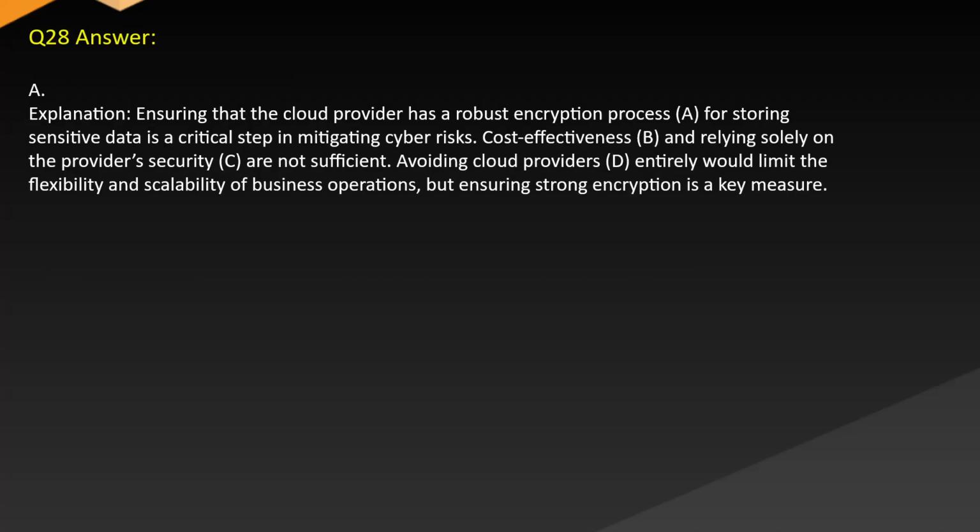Answer A. Explanation: Ensuring that the cloud provider has a robust encryption process for storing sensitive data is a critical step in mitigating cyber risks. Cost effectiveness (B) and relying solely on the provider's security (C) are not sufficient. Avoiding cloud providers (D) entirely would limit the flexibility and scalability of business operations, but ensuring strong encryption is a key measure.